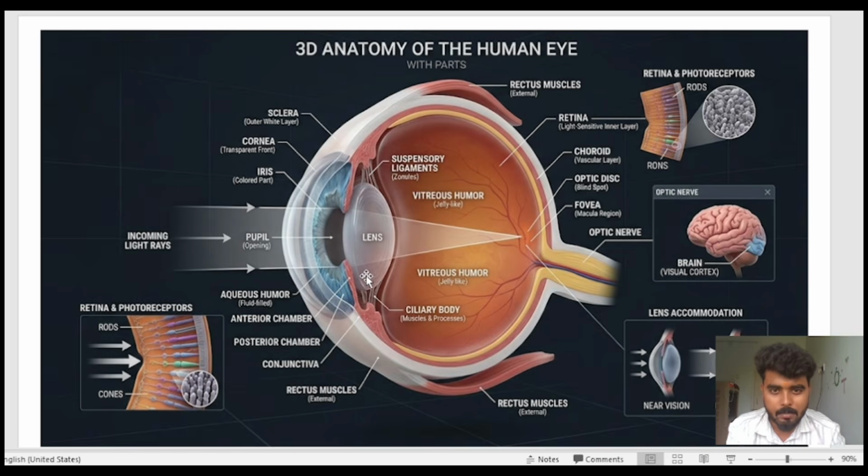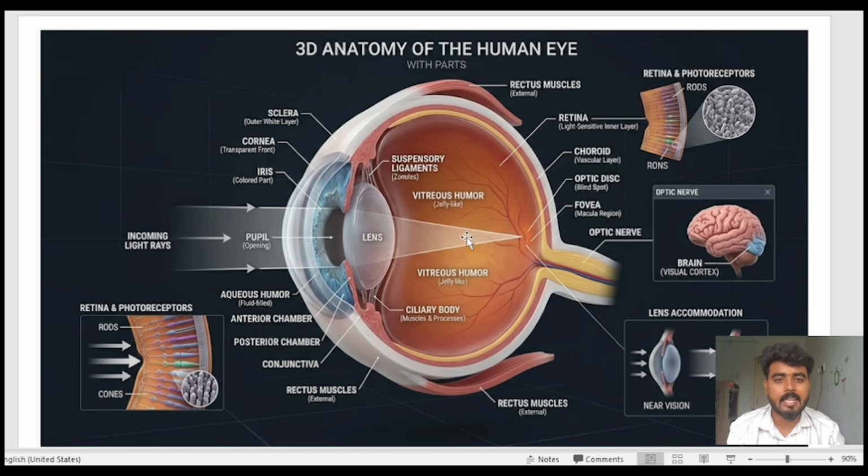After that, here you can see a lens. What type of lens is this? It is a convex lens. And then this lens is connected with a hand-like structure. This hand-like structure is called the ciliary muscles or ciliary body.